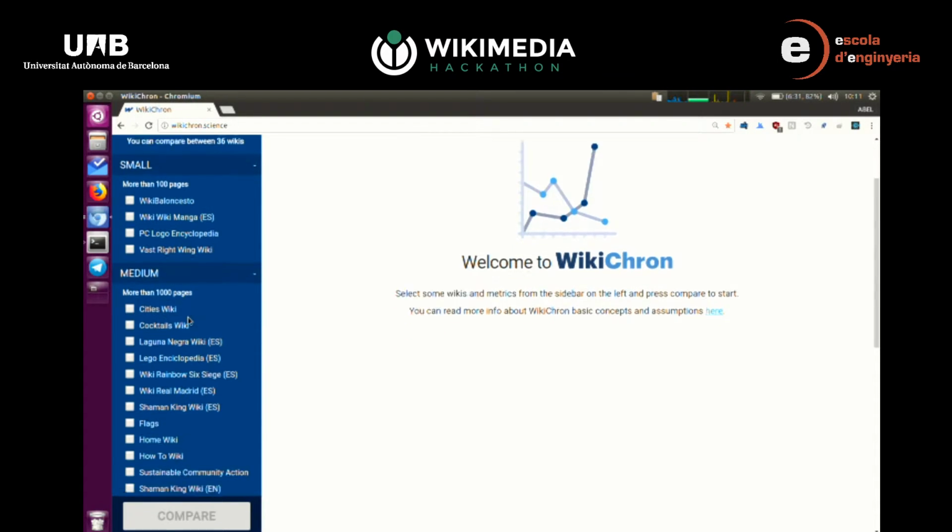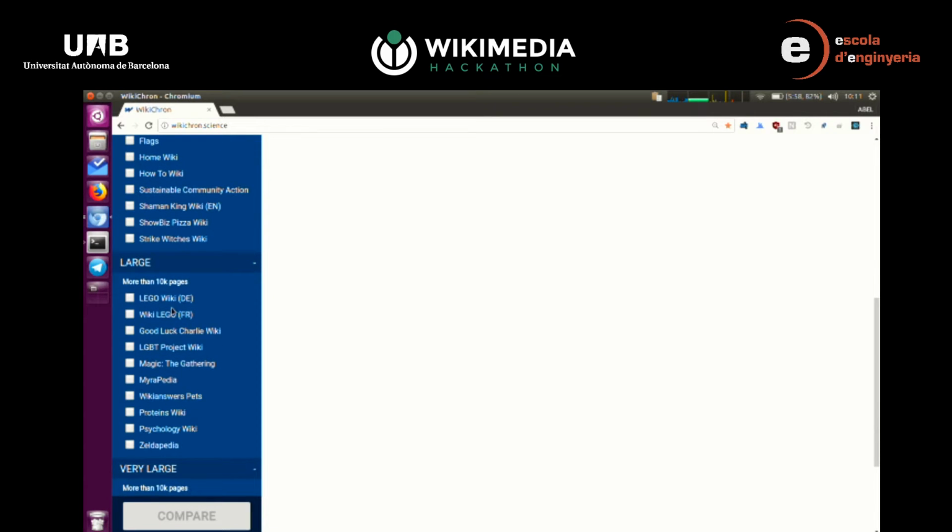So we're going to select 2 wikis, the Lego French and Lego Dutch wikis. They are both big wikis, very active wikis, and they have a large community. And they are about the same topic, right? So we might think that they have a similar behavior and similar numbers.